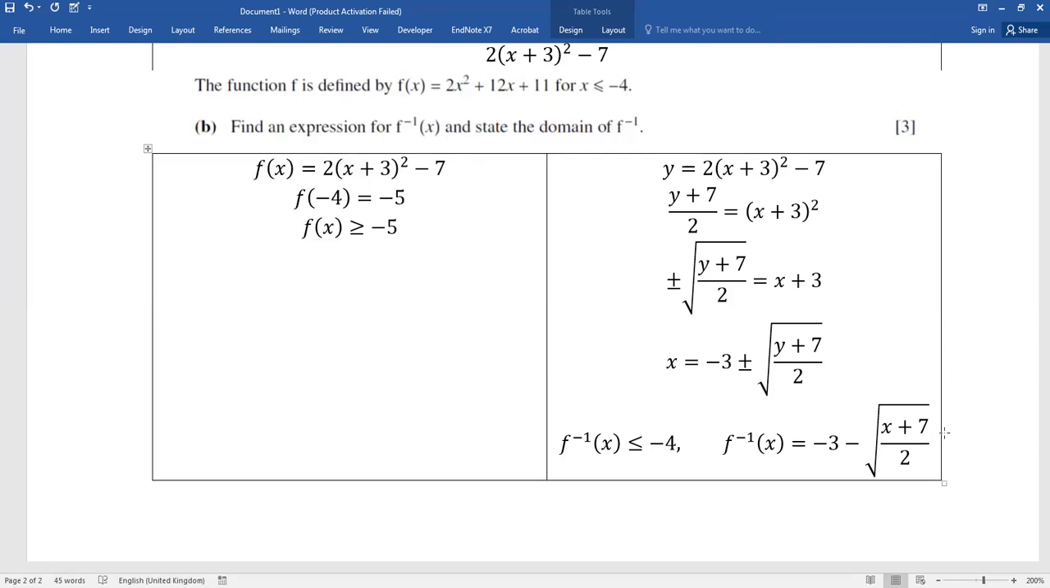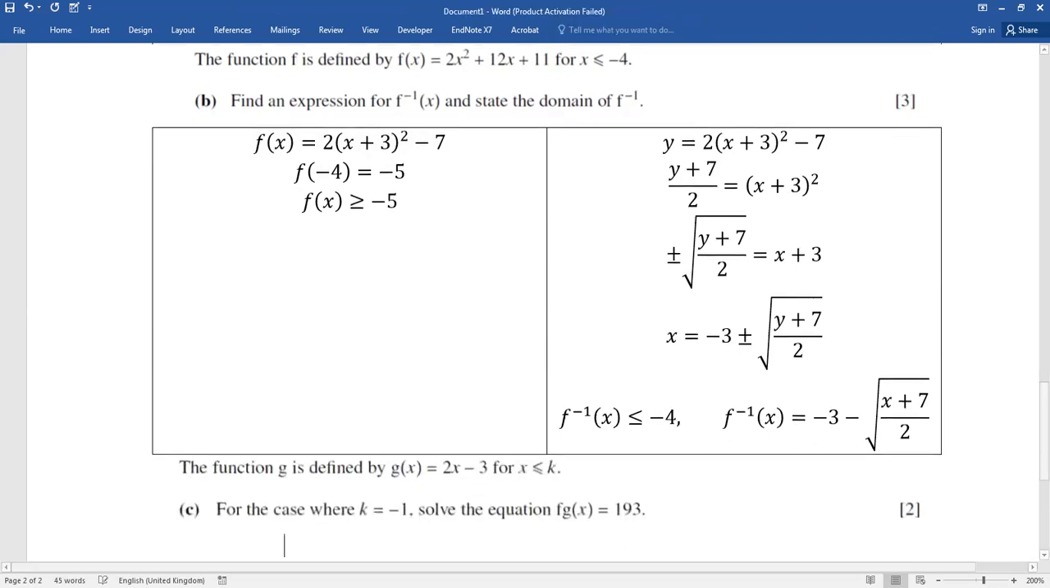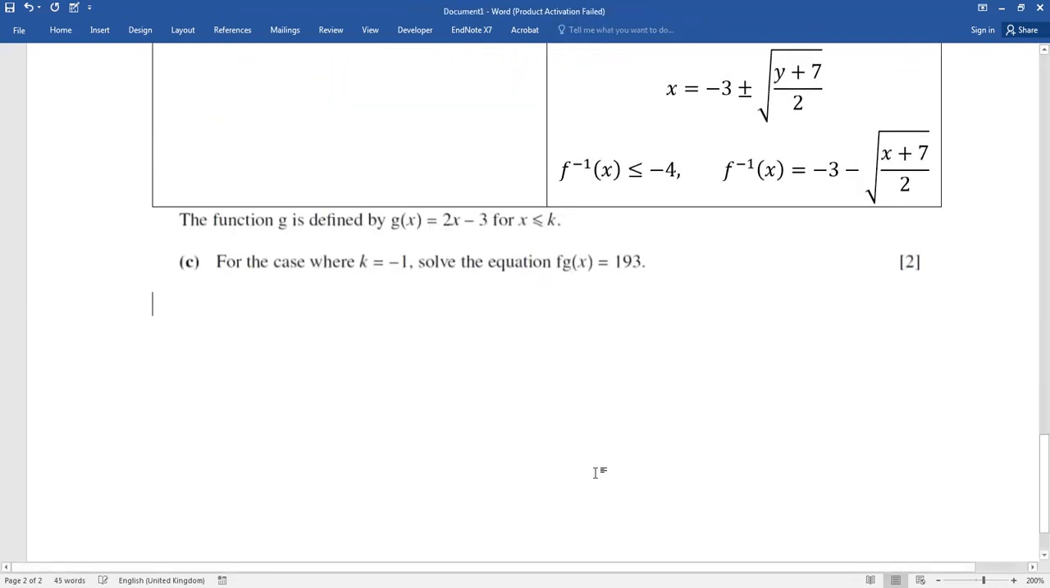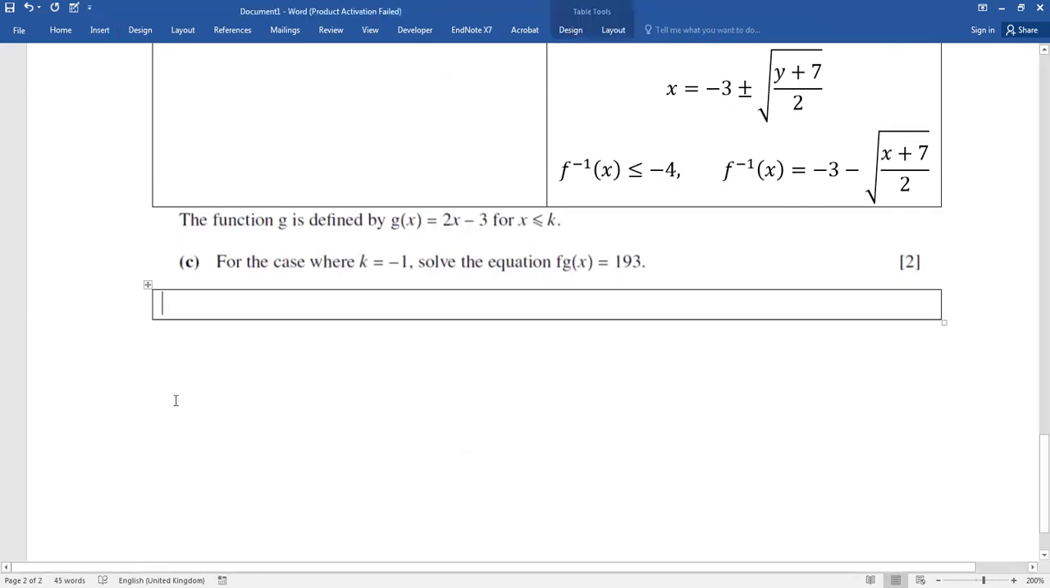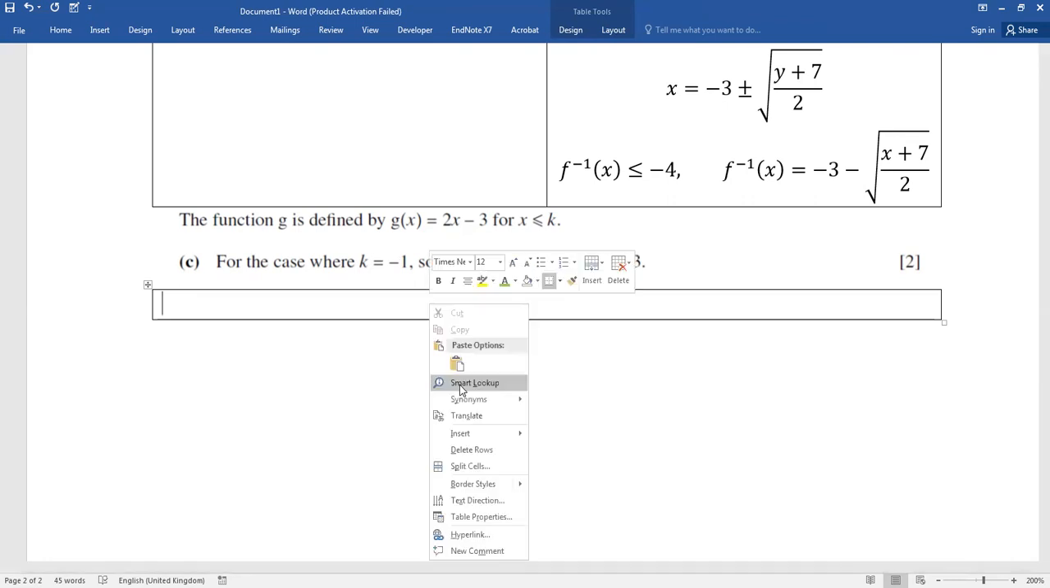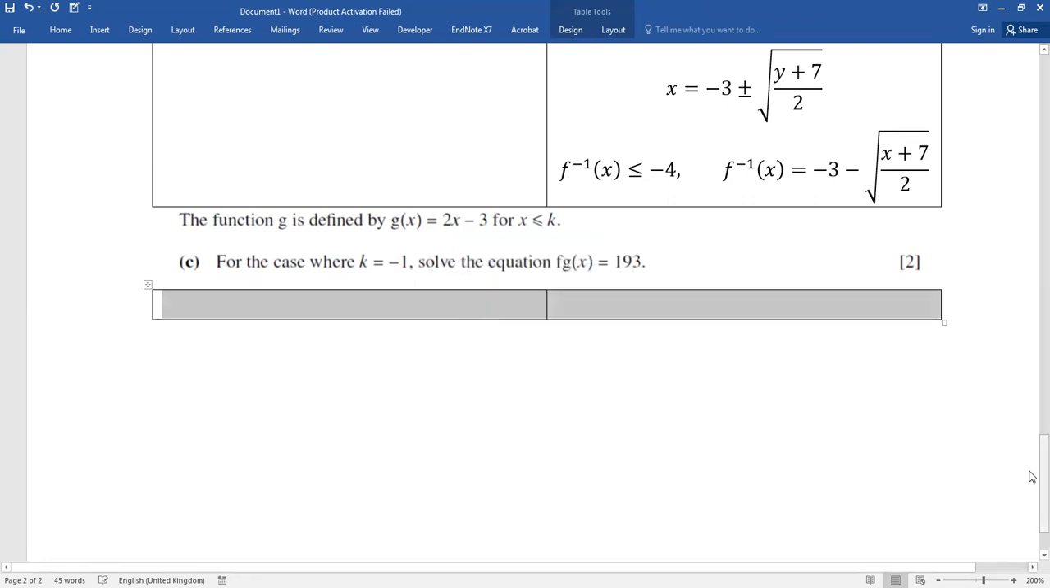Then comes the C part. The function g is defined by g of x is 2x minus 3 for x is less than or equal to k. For the case where k is negative 1, that means you know it's a positive gradient straight line. The domain has been provided, k is negative 1. Solve the equation fg(x) is equal to 193. So I already know f(x).